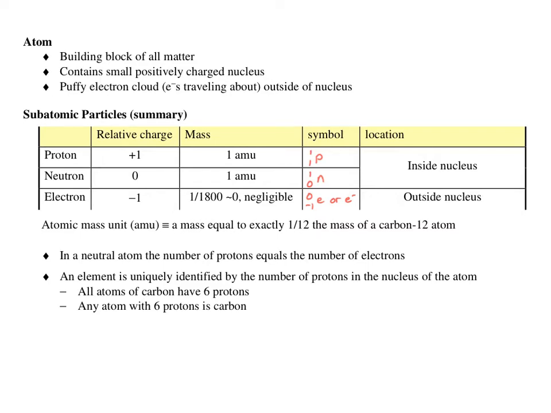In a neutral atom, the number of protons equals the number of electrons. And the number of protons in the nucleus of an atom is the identifying feature of an element. For example, we see carbon has 6 protons in the nucleus, and in fact, any atom that contains 6 protons and only 6 protons in the nucleus will be an atom of carbon.